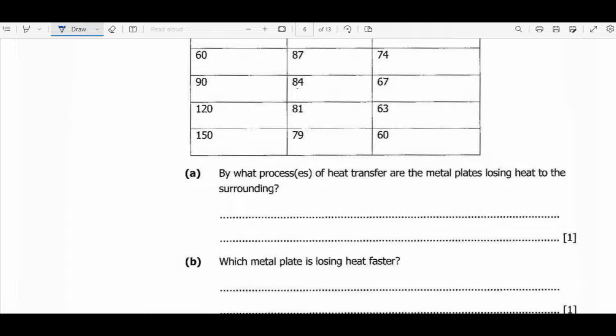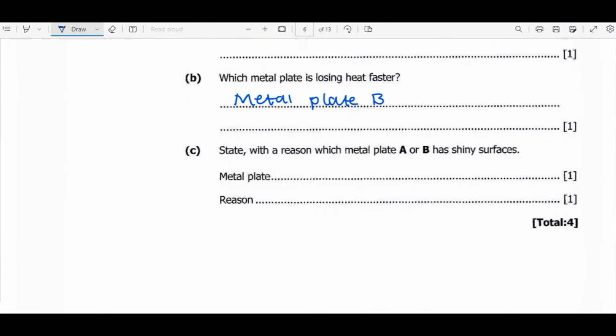By what process or processes of heat transfer are the metal plates losing heat to the surrounding? Metals, we know that they are in solid state, so here it is conduction. Which metal plate is losing heat faster? Metal B. So say metal plate B. State with a reason which metal plate, A or B, has a shiny surface. So say metal plate A.